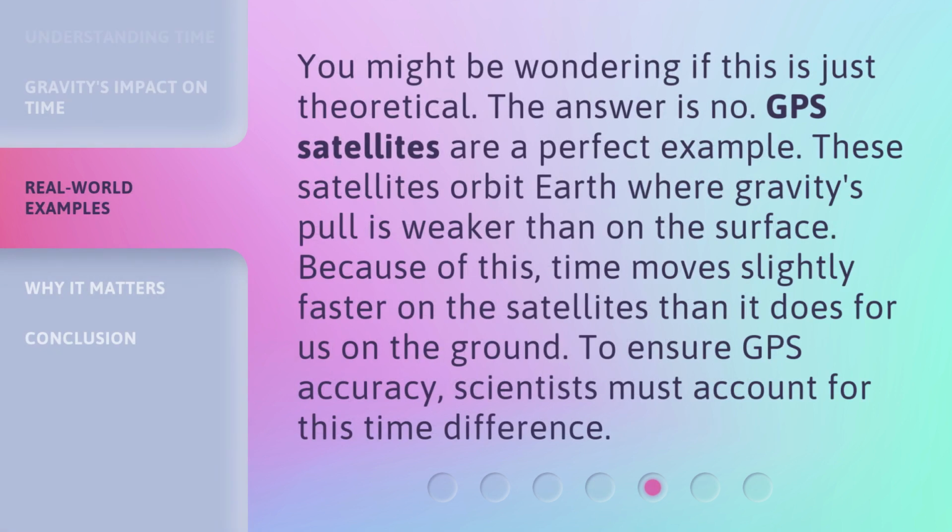You might be wondering if this is just theoretical. The answer is no. GPS satellites are a perfect example. These satellites orbit Earth where gravity's pull is weaker than on the surface. Because of this, time moves slightly faster on the satellites than it does for us on the ground. To ensure GPS accuracy, scientists must account for this time difference.